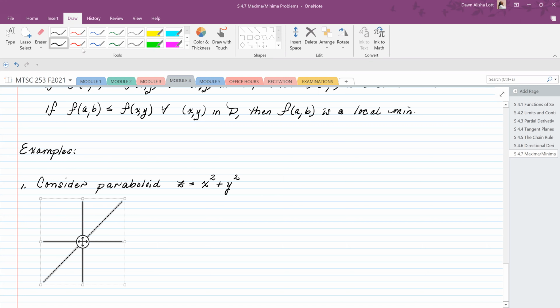Okay, so remember this paraboloid: in y, you got a paraboloid, and in x, you got a parabola. So this is the paraboloid. You remember it went around like that. And we can clearly see that right here is a minimum.